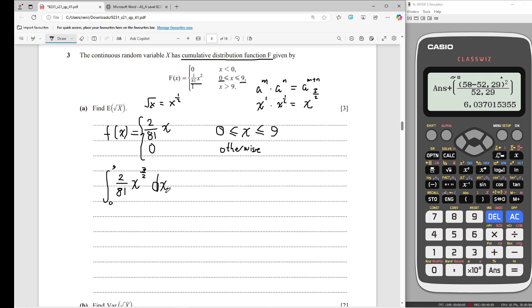So don't forget the dx here, and we can factorize out our 2 by 81 because it is a constant that doesn't need to be integrated. And now we can go back to integrating from 0 to 9 of x to the power 3 by 2. When integrating, first we need to write with respect to x. It's not something we can forget. So dx, don't forget that. So 2 by 81.